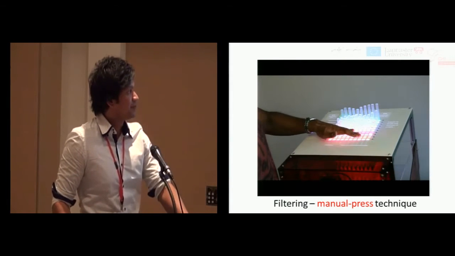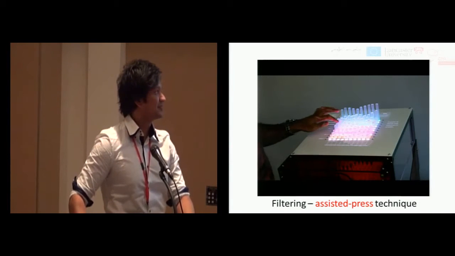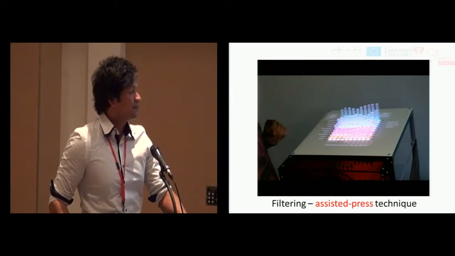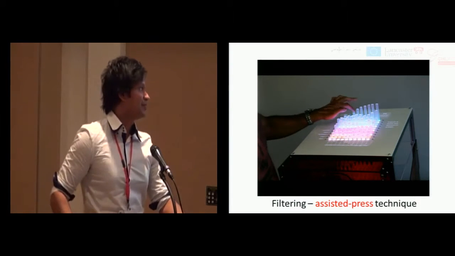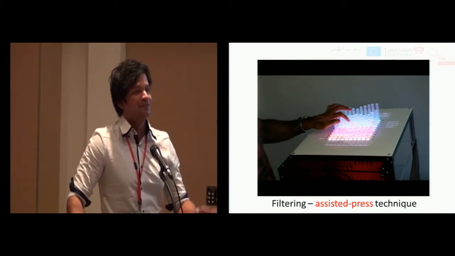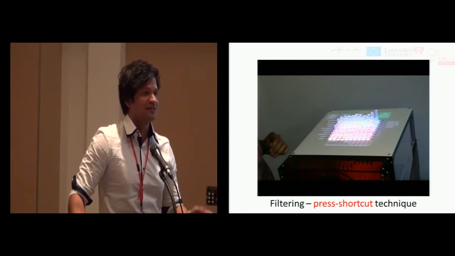Next, we looked at a more physical interaction where you manually mash down the bars on the bar chart in order to hide them. Next, rather than pressing the bars all the way down, we looked at an assisted press where you press the bars a small amount and then the system detects the press and then hides away.